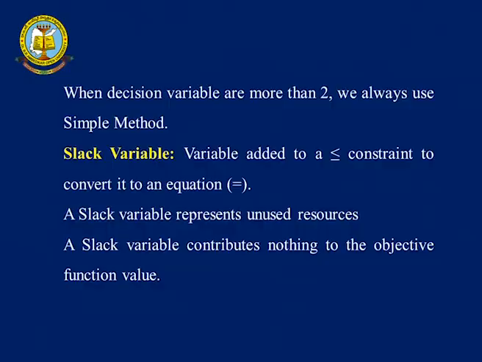So the definition is: the variable which is added to less than or equal to type constraints to convert the inequation into an equation is called the slack variable. A slack variable represents unused resources, and a slack variable contributes nothing to the objective function value.